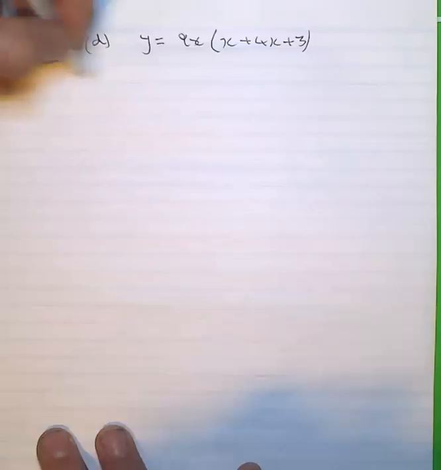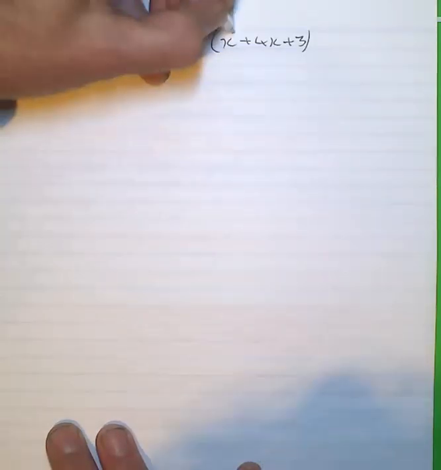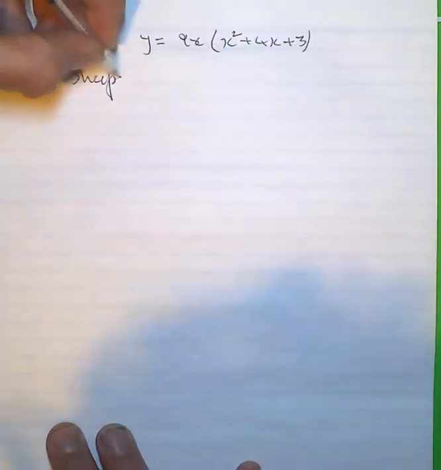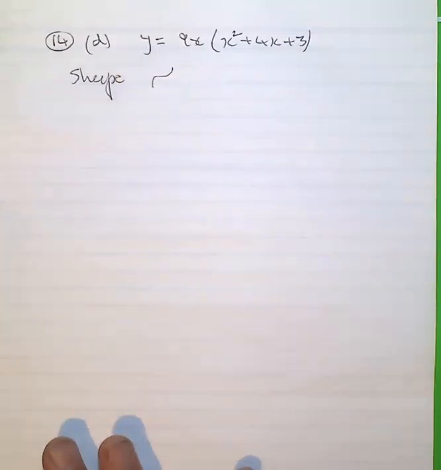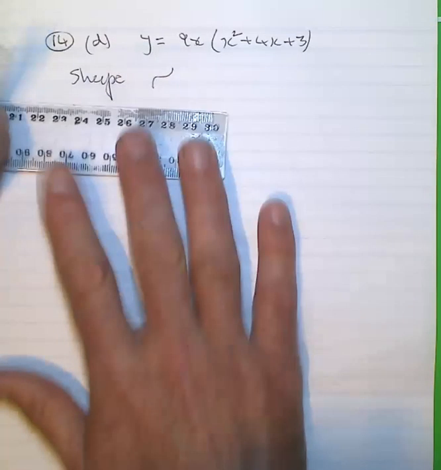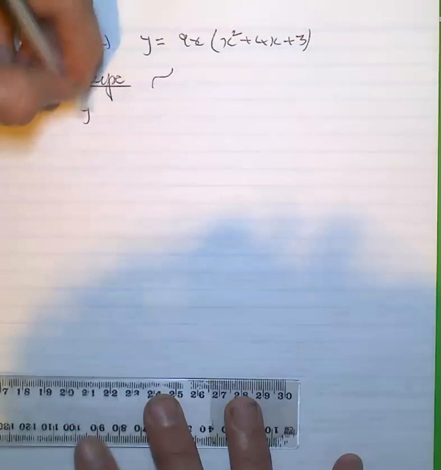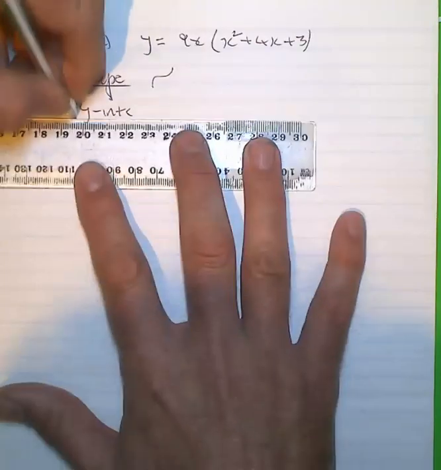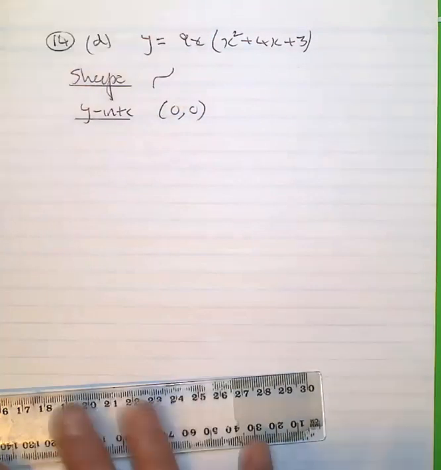In this last case, I could do something about the shape. It should be x squared. Shape is going to look like so, and it looks like it should have 3 zeros. The y-intercept is going to be at the origin, or 0, 0.